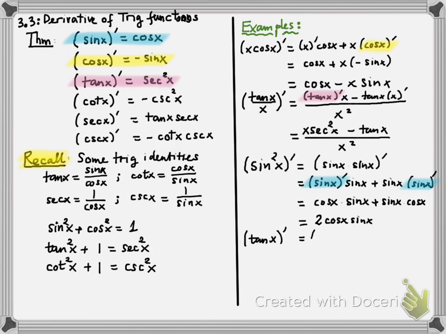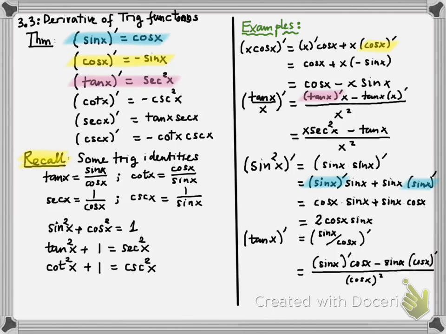And the last example is derivative of tangent of x. So in a way, we are proving the third formula in the theorem on the left. We can write tangent of x as sine of x over cosine of x. So when you take the derivative, we're going to use quotient rule because we have sine of x over cosine of x. And quotient rule says that the derivative is sine x prime times cosine minus sine times cosine prime over cosine of x squared.